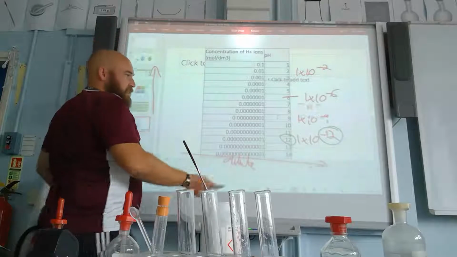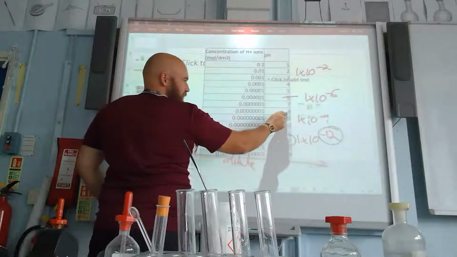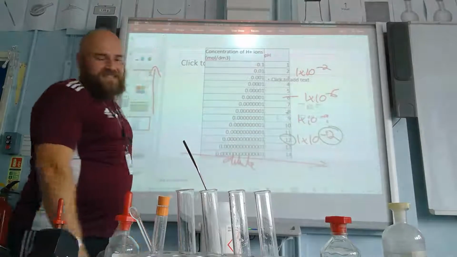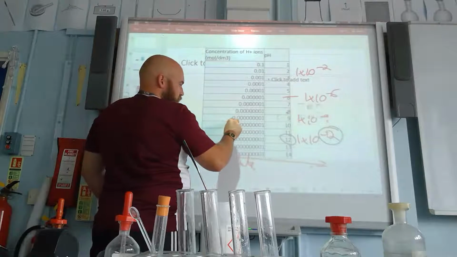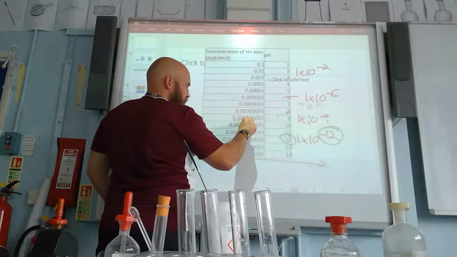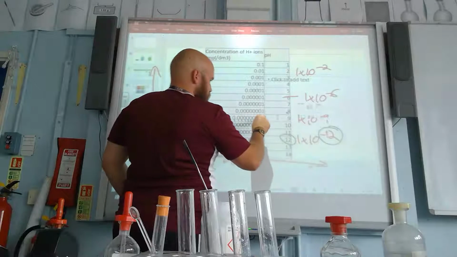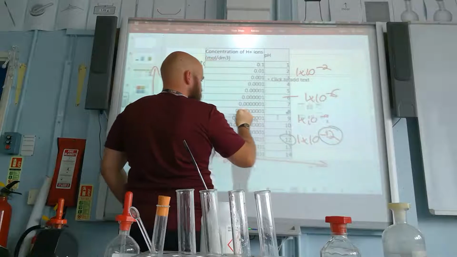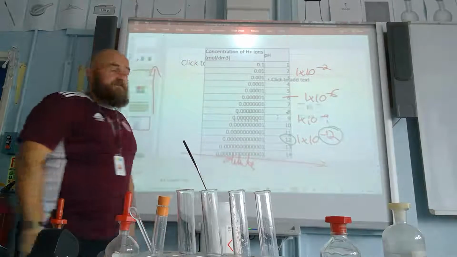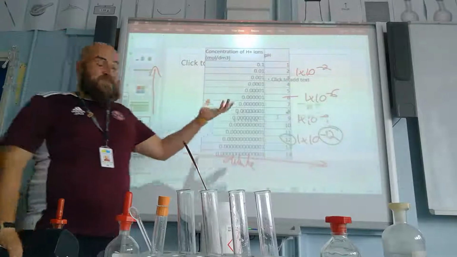So if I just take any one here, let's take this one, for example, 8. I'm expecting there to be 8 zeros in my concentration. 1, 2, 3, 4, 5, 6, 7, 8. So there are 8 zeros there. So again, it tells you there's a scale here.